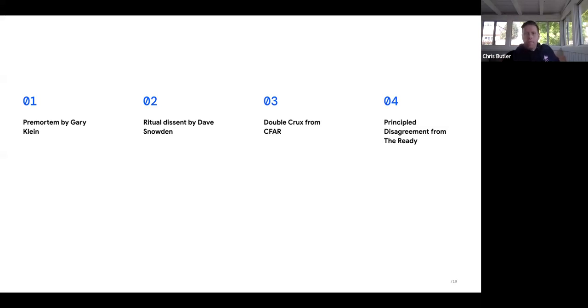The next thing I would say is this overall methodology around principled disagreement by the Ready, and there are workshops that they offer, but it's really about how we take a stance of allowing for certain types of disagreement that will be more helpful rather than hurtful.